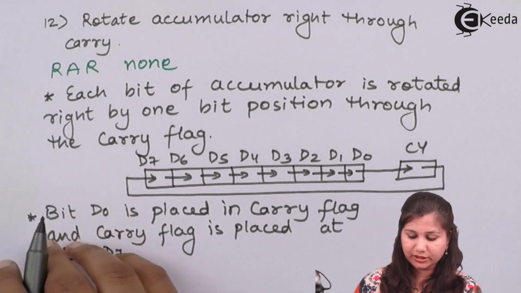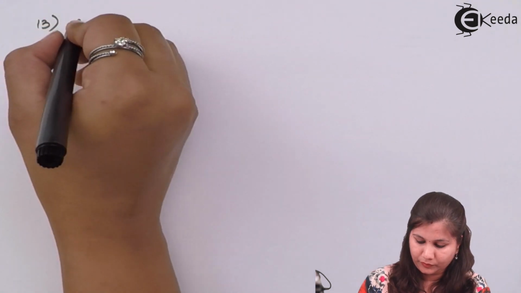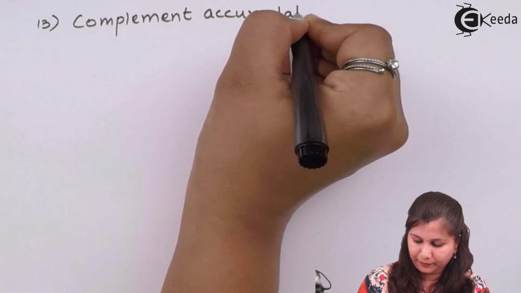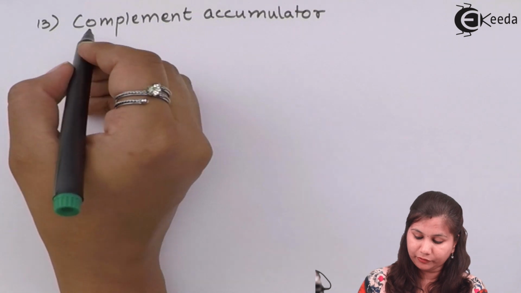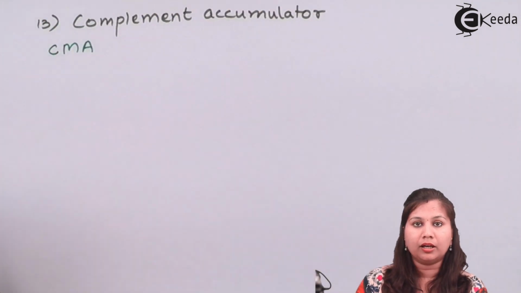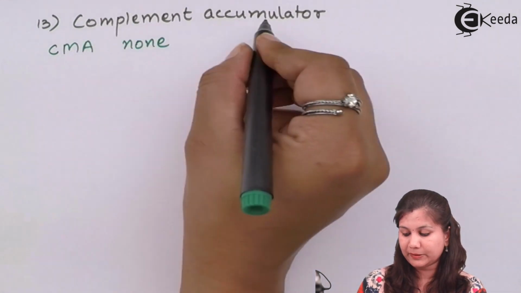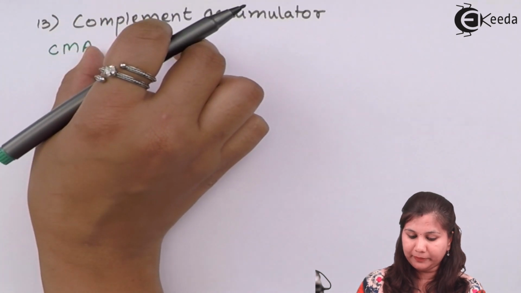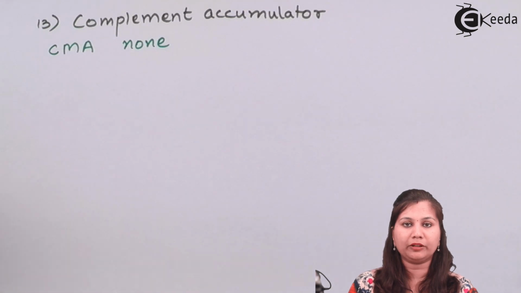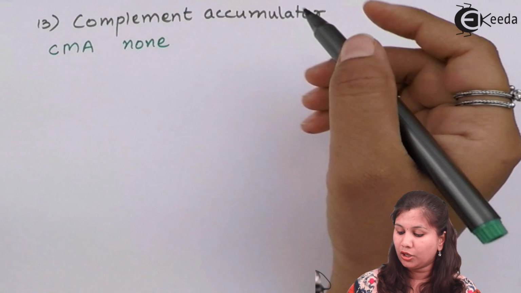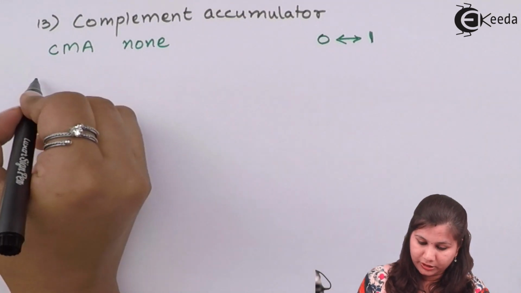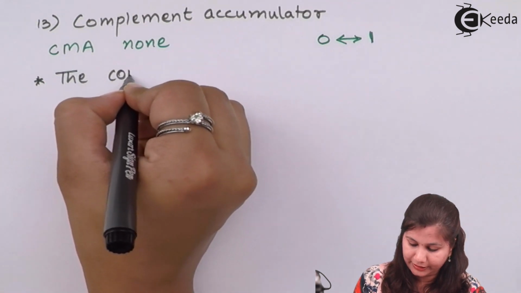Next logical instructions we are having are the complement instructions. Complement accumulator. The mnemonic for this instruction is CMA. Now here also we will be having no operand because the operand is specified in the instruction itself. It is implicit, that is the accumulator. So the contents of the accumulator are complemented. Complement means that if the bit is 0, it will become 1, and if the bit is 1, it will become 0. 0 and 1 are complements of each other. So here the contents of the accumulator are complemented.